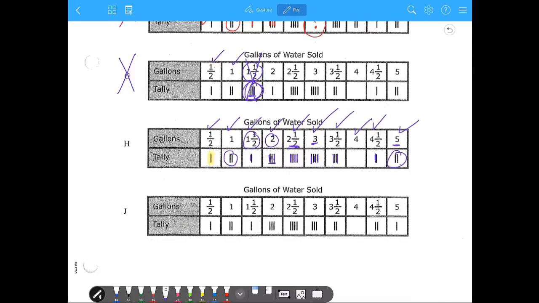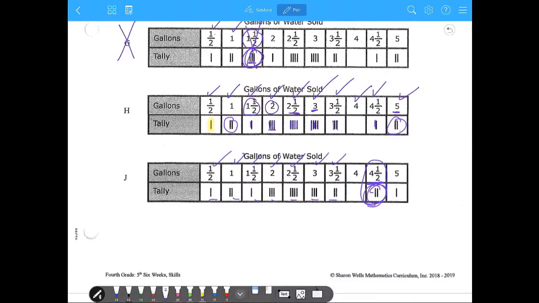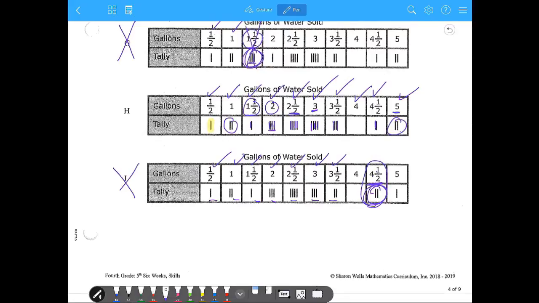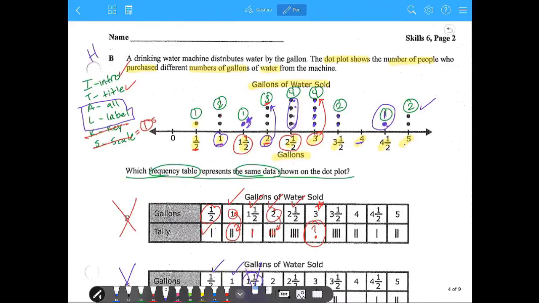But when you check this one, it's not going to match. Right here, they don't match. Because this is wrong. Everything else is good. Everything else matches. But here, if you look at 4.5, it says there's 2 sticks, right? But there's only 1 dot. So that's why letter J is incorrect because of this spot. So letter H was our answer for letter B.